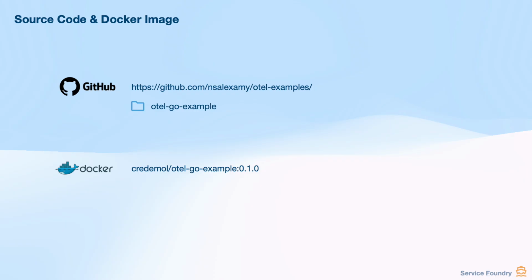You can pull and use this image directly if you want to follow along or deploy the example into your Kubernetes environment. These resources are ready to use and open source, so feel free to fork, modify, or experiment with them as you explore OBI instrumentation in Go applications.